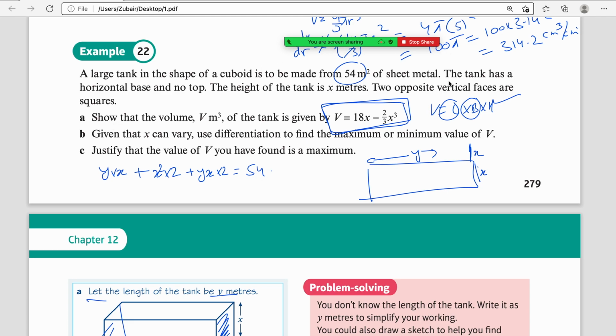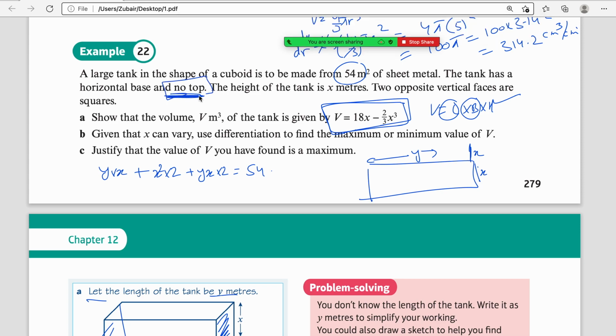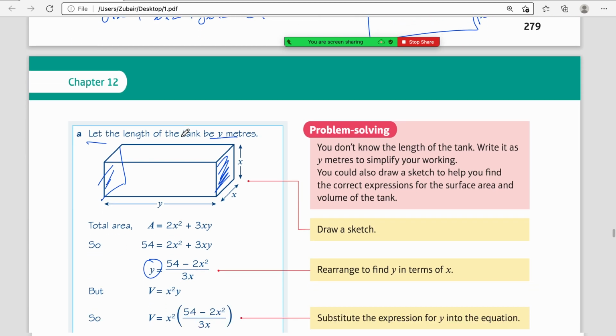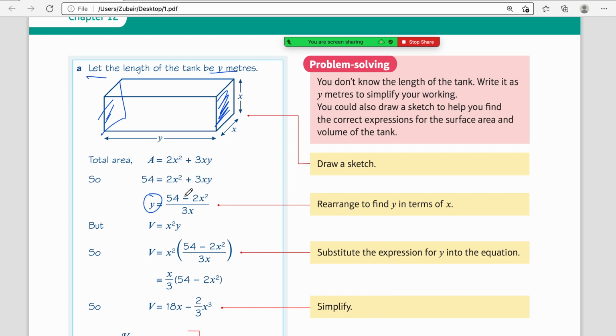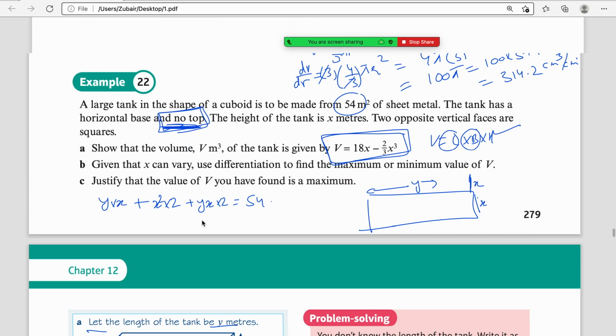The top is actually missing. It is an open tank. This right here, no top. That is why we have 5 faces, not 6. So once we write this, we make y the subject. Making y the subject, you then replace it with length into breadth into height, replace y, and it is shown.